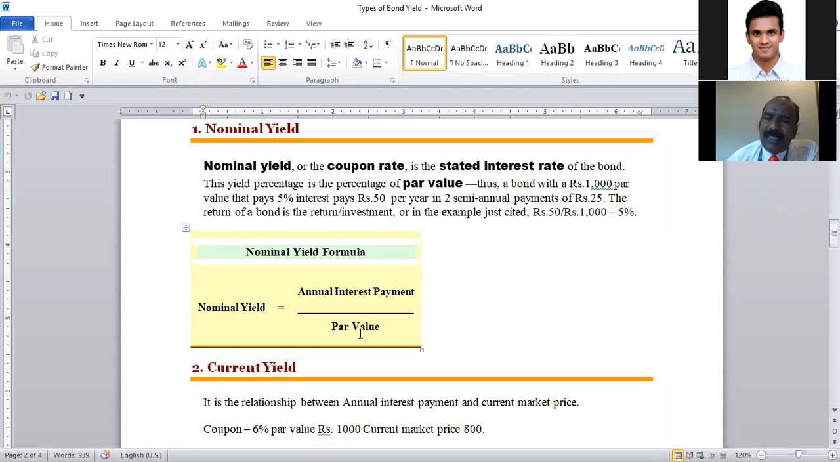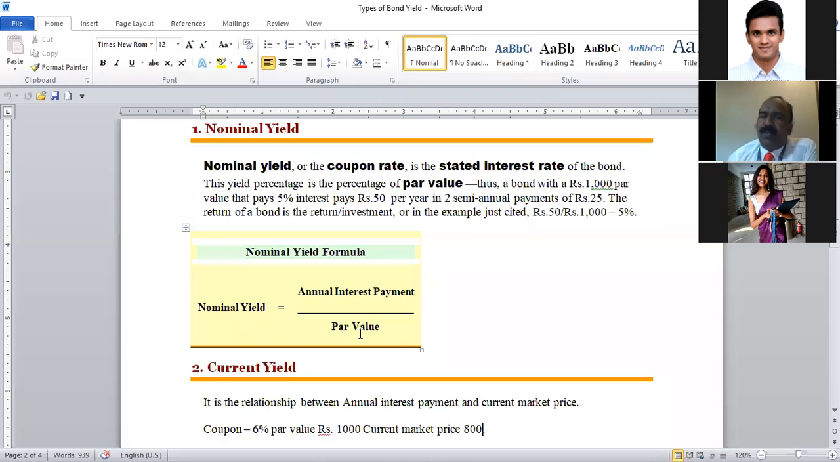So how do we calculate it? Annual interest payment divided by par value. That is 50 rupees divided by 1,000, into 100, which gives us 5%. All of you can see the Word file now? Yes, sir. So nominal yield is nothing but the stated interest rate on the face value of the bond.